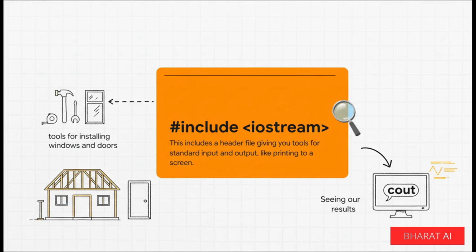Well, imagine you're telling your construction crew, hey, go get the toolbox for installing windows and doors. That's what this line does. It brings in a library of pre-built tools, and the most important one for us right now is cout, which lets us print stuff to the screen.